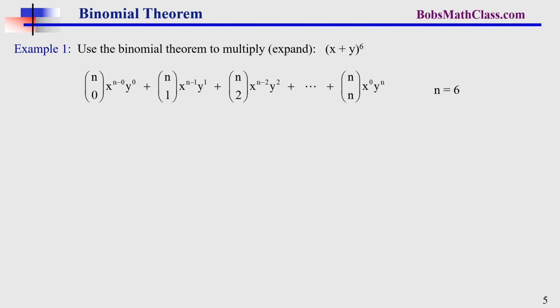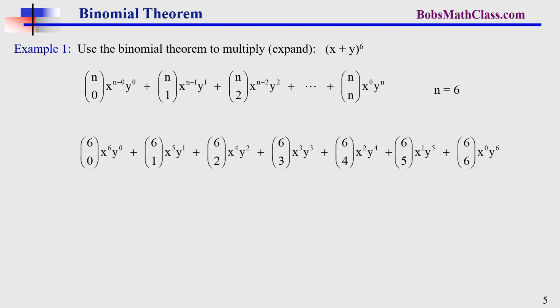Let's see if we could write this down properly. So it's 6 choose 0. That's how we'll say it, 6 choose 0. And then the x, or the first term, starts out at 6. And then it's going to decrease each time until it gets to 0. So it's x to the 6, x to the 5, x to the 4th, x to the 3, x squared, x to the 1, x to the 0. And then the y, the second term, is going to start at 0, and then it's going to increase until it gets to 6.